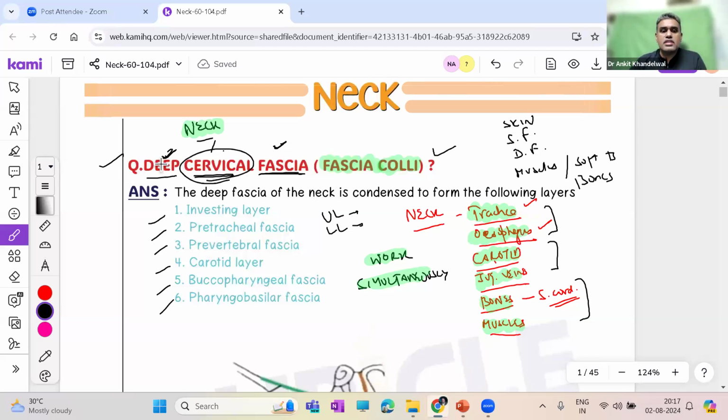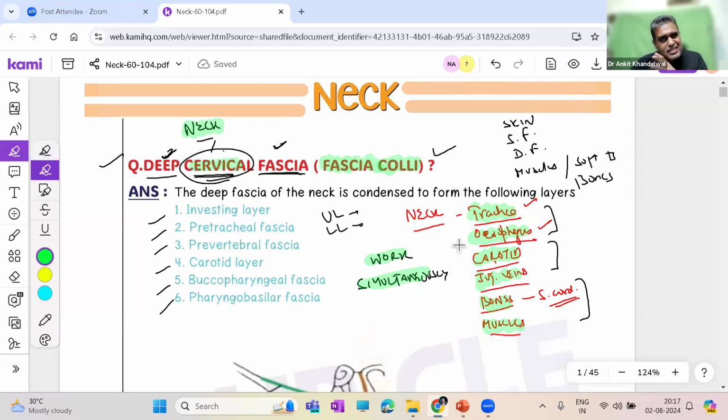How? Because of this deep cervical fascia. It has so many layers which separate them, so that each group of structures can work efficiently without disturbing or influencing the other group of structures. I hope you got the point.